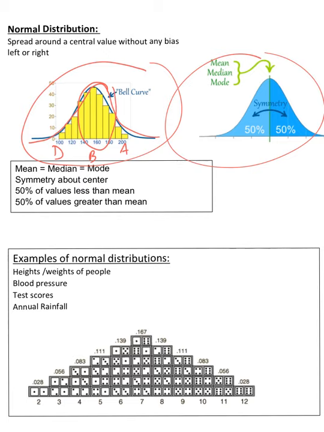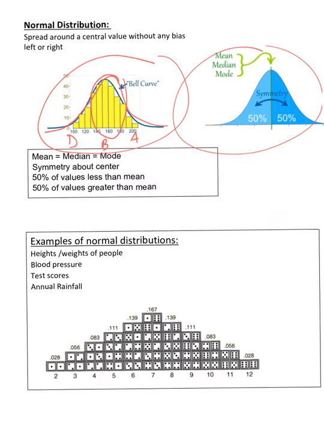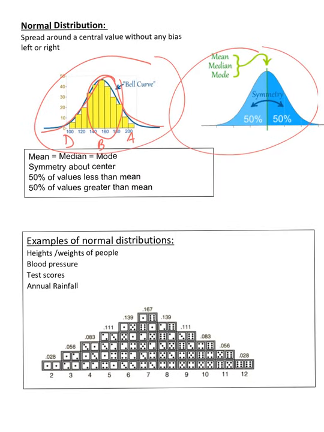In the normal distribution, or the bell curve, the mean, the median, and the mode are exactly equal to each other. That's the perfectly ideal situation. They're exactly the same measure, and that would be located here. That's your mean, median, and mode. And you have 50% of scores above that and 50% of scores below that.